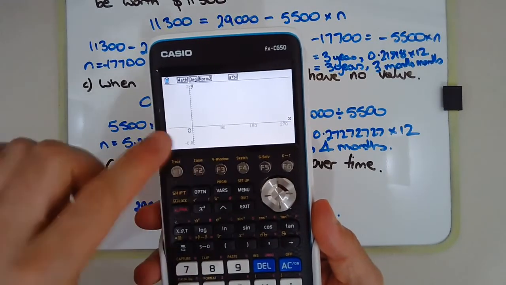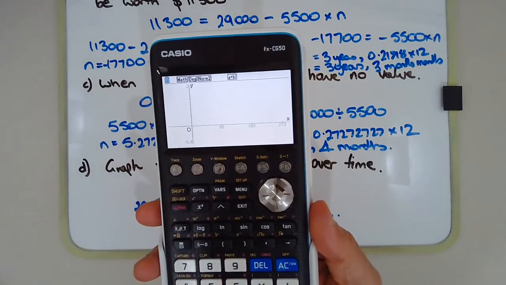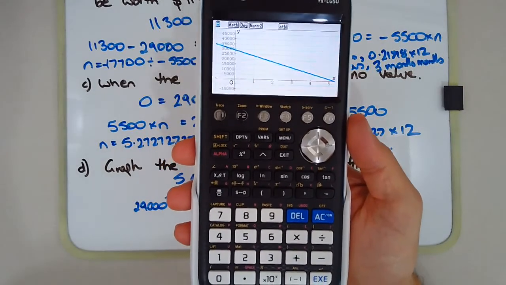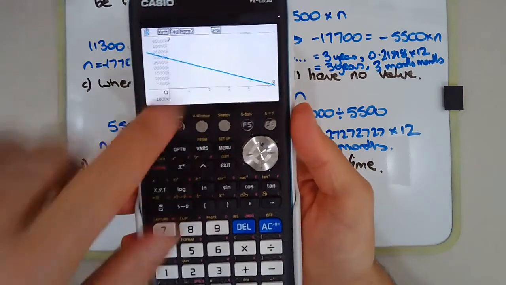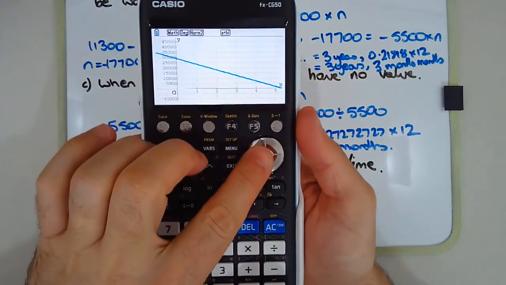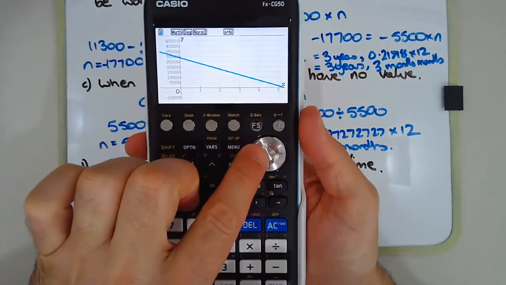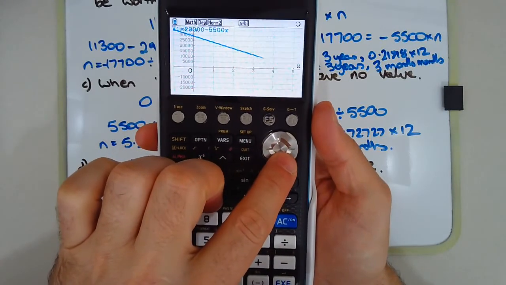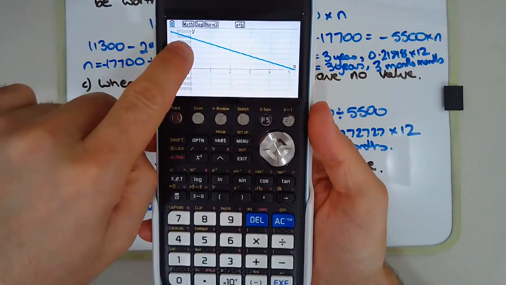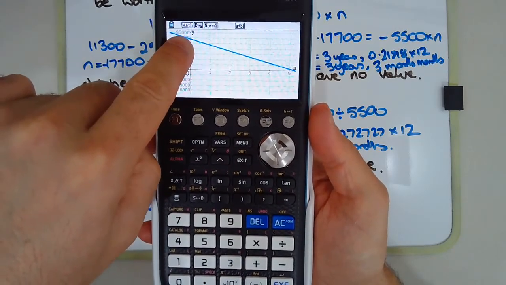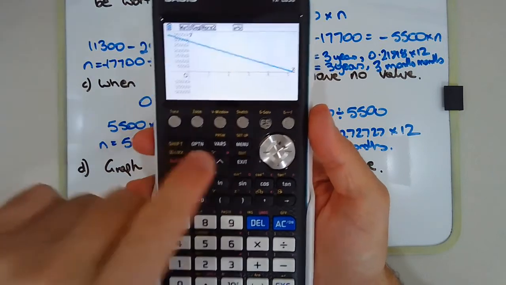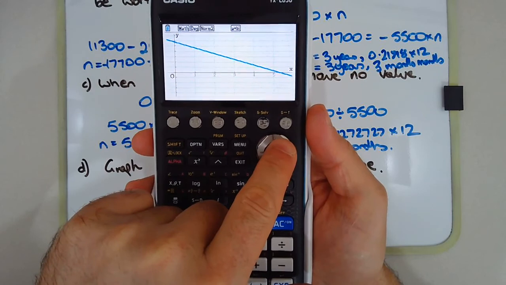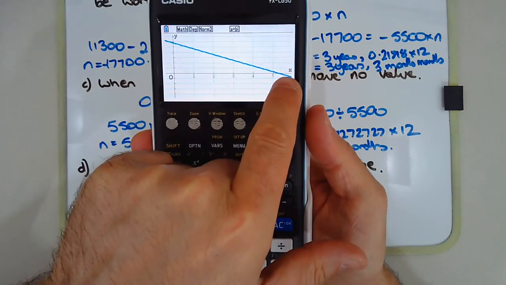Just need to zoom out on that for a moment. Here's the graph. Sorry about that, I just had to fix something on the calculator to get the zoom and the scale right. So there we go, I'm just panning around there. We can see there's roughly 29,000 there, and the line goes up to just after the 5-year mark. And that's where the salvage value is 0.